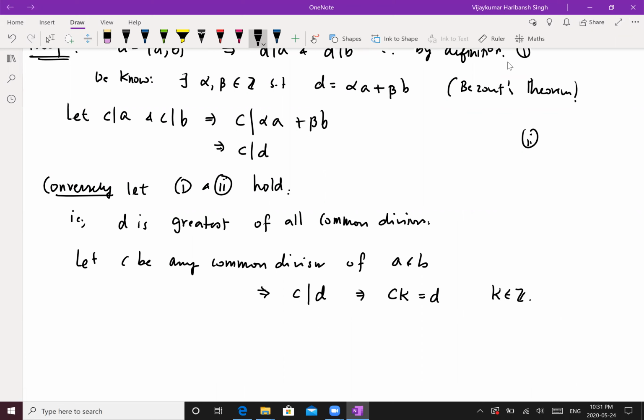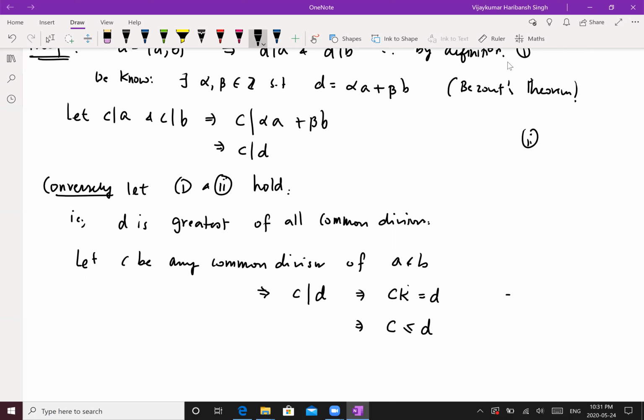Now, you can basically think about it in the following way. K can be any integer, but we'll get C is less than or equal to D, right? Why? Because now consider the case. If C is any common divisor, let's take only the positive ones. We don't worry about the negative ones. So if we take only all the positive divisors, you will get that CK equals D.